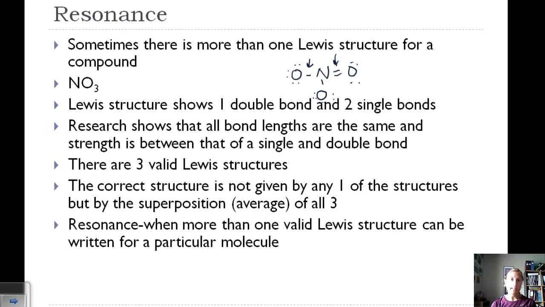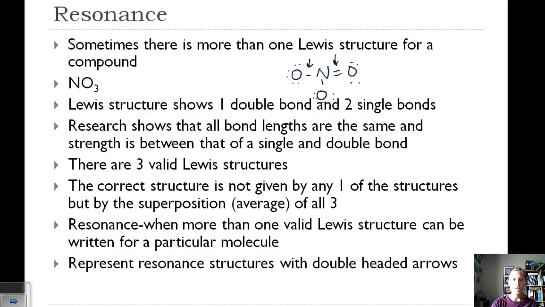And so this is what resonance is. Resonance is when there's more than one valid Lewis structure for a particular molecule. And we represent resonance structures with double-headed arrows. So let's draw our other two resonance structures.